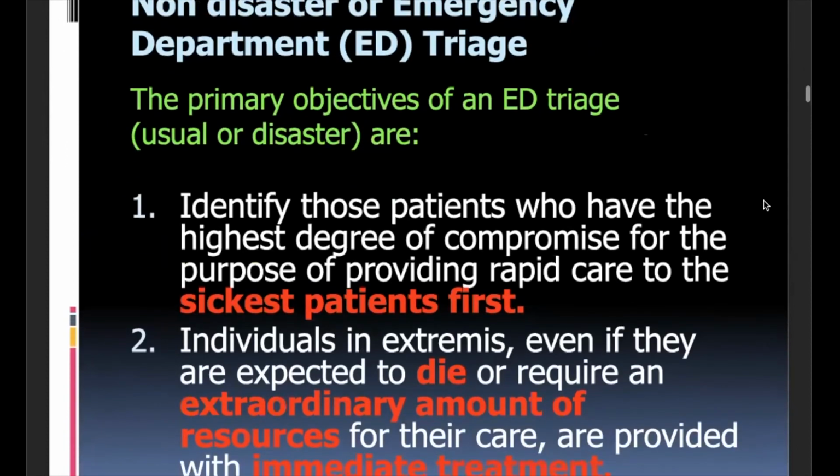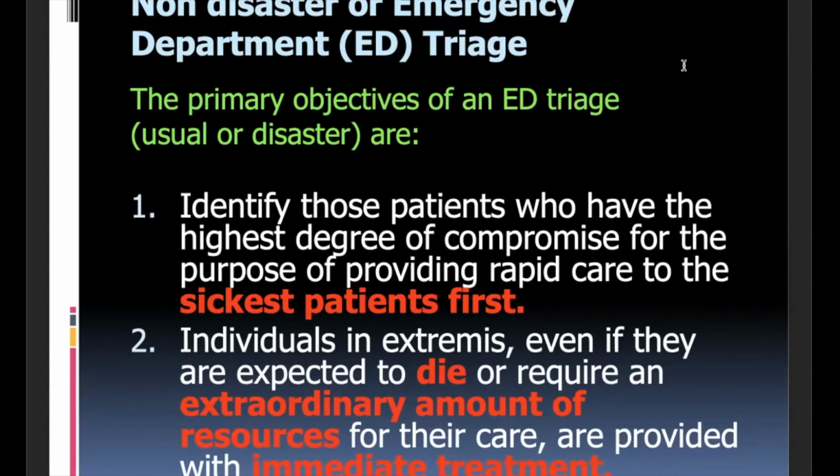Non-emergency, non-disaster, or emergency department triage. Usually this one is already in the hospital part. So the primary objective of an ED triage, usual or disaster, is first to identify those patients who have the highest degree of compromise for the purpose of providing rapid care to the sickest patients first. So your typical assessment and prioritization of clients. Who are you going to treat first?